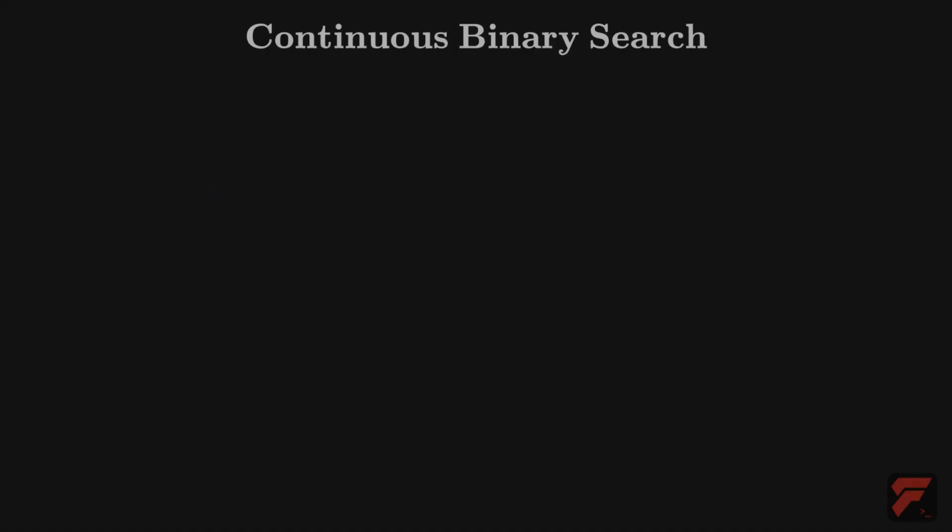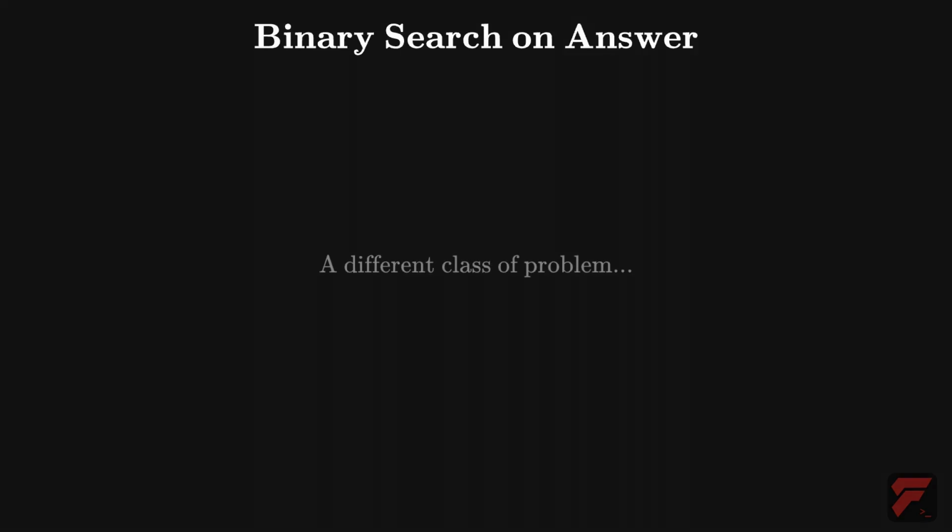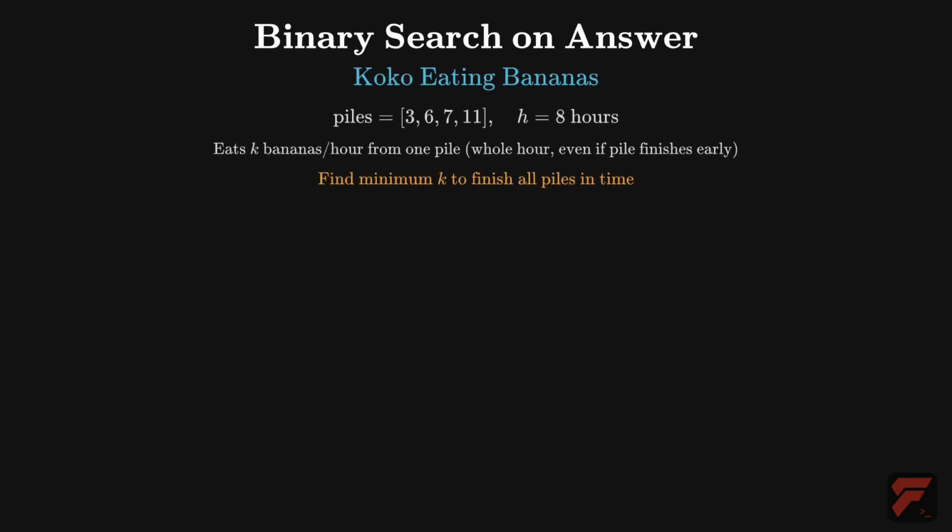There's a whole class of problems that don't give you anything to search through. Let's try one. Koko has piles of bananas, 3, 6, 7, and 11. Each hour she picks a pile and eats k bananas from it. If the pile has fewer than k left, she finishes it. But the hour is still used up. Guards return in 8 hours.